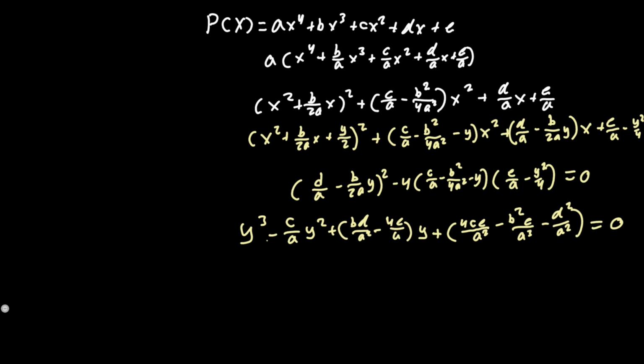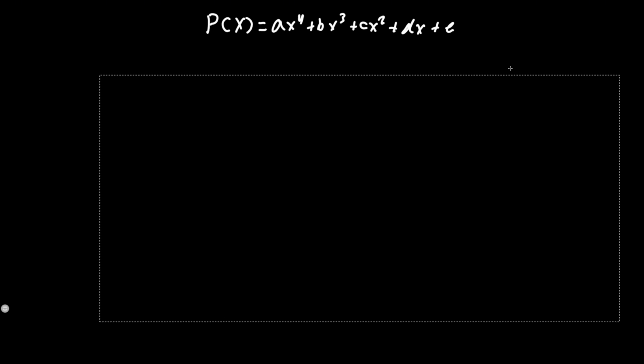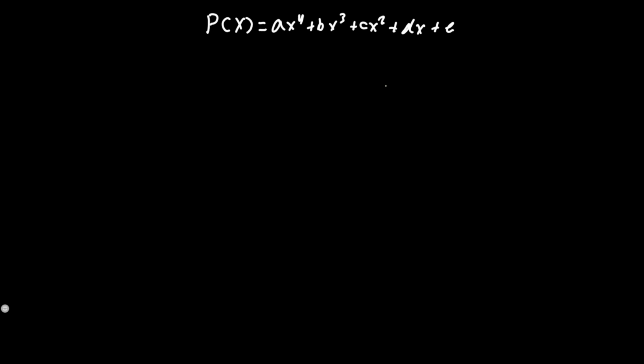And as we see, the structure of the cubic resolvent here is derived from all of the coefficients of our quartic. And we can also make a lot of other resolvents simply from using the roots. So we have roots R1, R2, R3, and R4, and these roots are characterized by Vieta's formulas.